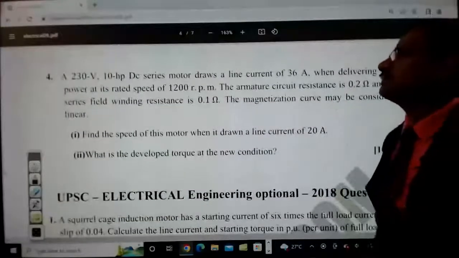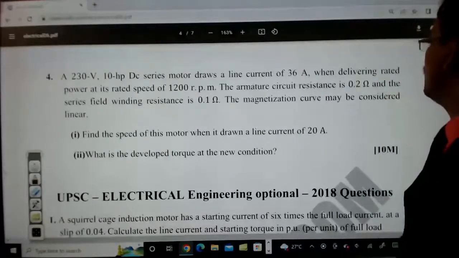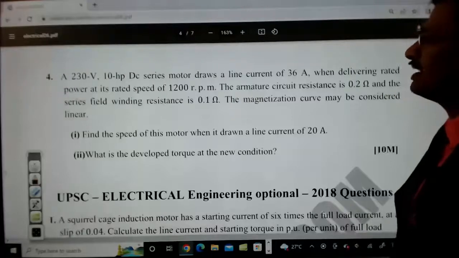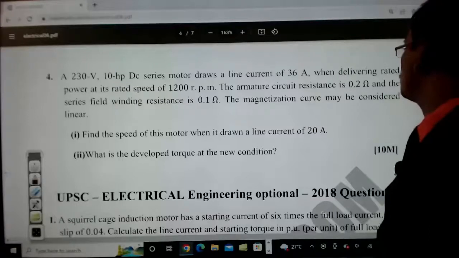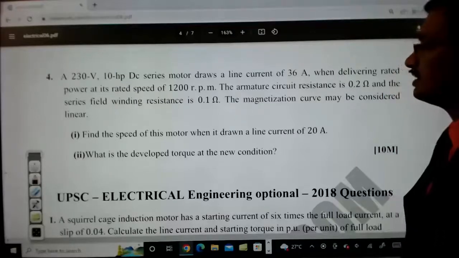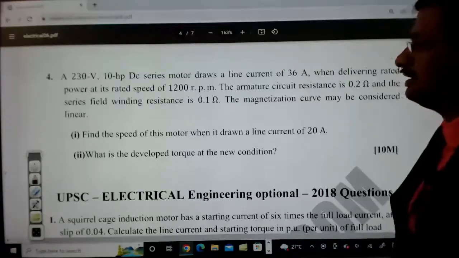A 230 volts, 10 HP DC series motor draws a line current of 36 amperes when delivering rated power at its rated speed of 1200 rpm. The armature circuit resistance is 0.2 ohms and the series field winding resistance is 0.1 ohm. The magnetization curve may be considered linear.